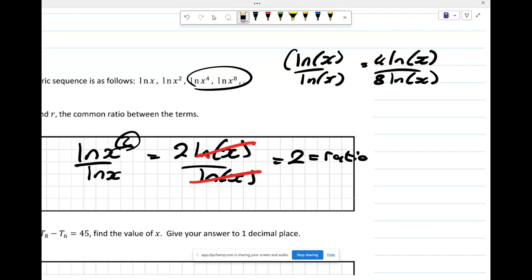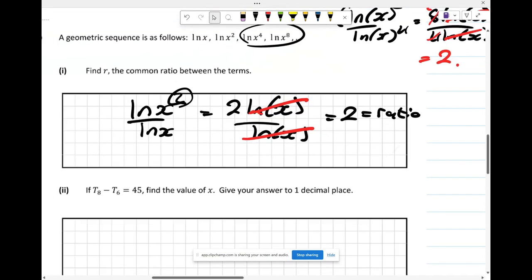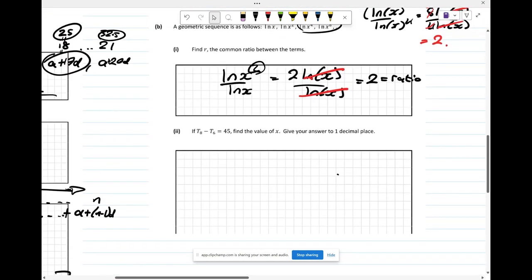So always take the second one and divide by the first one. So that means 8 goes here and 4 goes here. These will cancel. This gives 2, and that means we get the same answer, 2. Perfect. So that was us just checking our work.